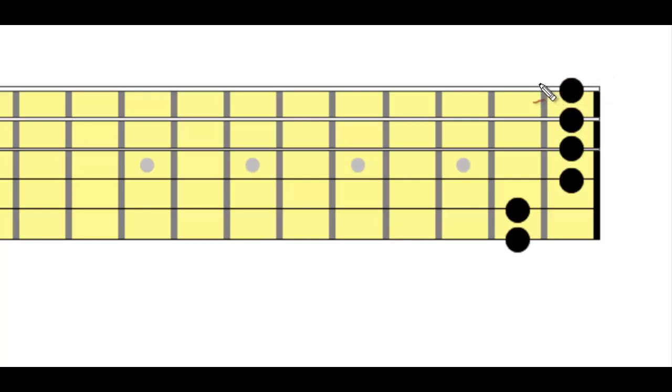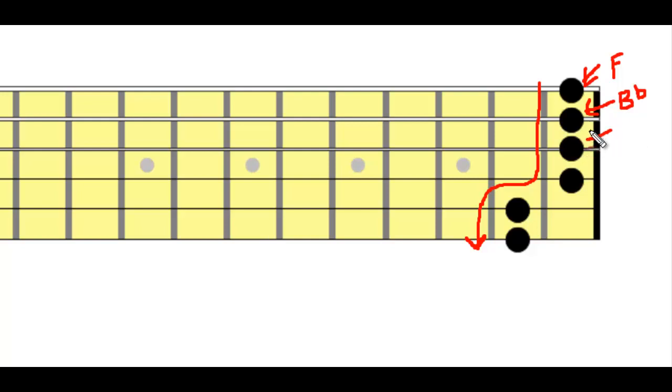We're going to be working across the diagram in this direction. The name of the flat key that has one flat is the key of F. And how we remember this is that the note F would be found in this position on the guitar fingerboard. The key that has two flats is the key of B flat. And again, this is where we would find the note B flat on the guitar fingerboard.